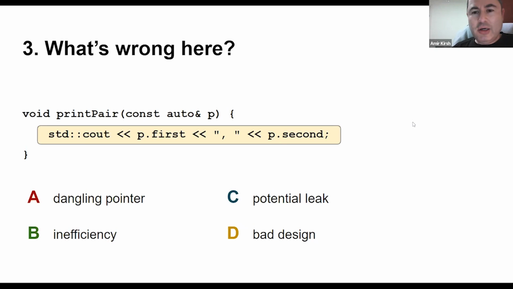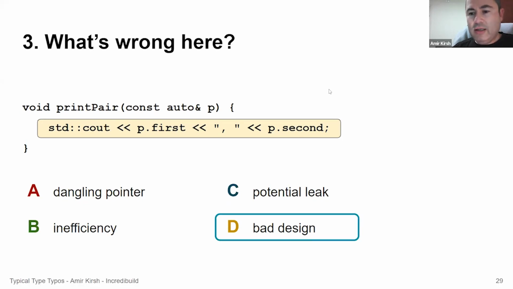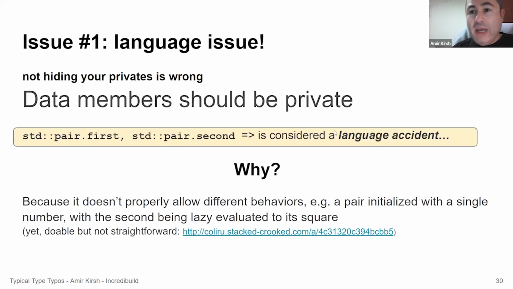But I think we can share the results. So what do you see here? Most of you see a bad design, a problem with the design. Well, actually, there is a problem with the design here. To begin with, the problem is the language itself. There is a language issue, some kind of language accident, having first and second as attributes, as fields, as data members, and not functions.